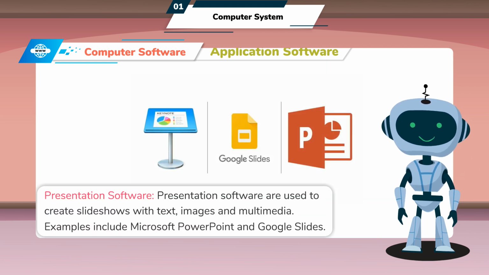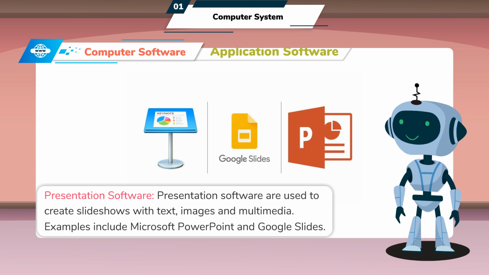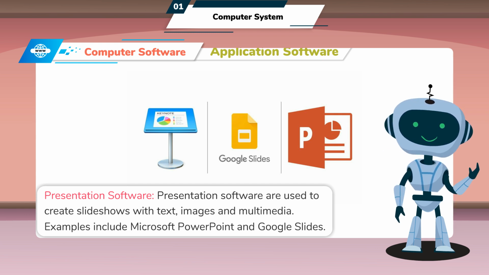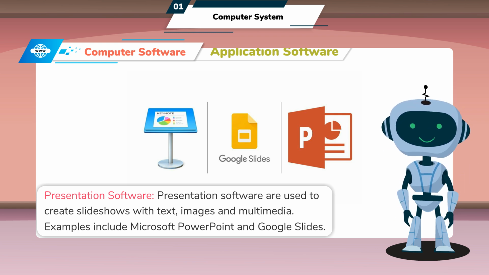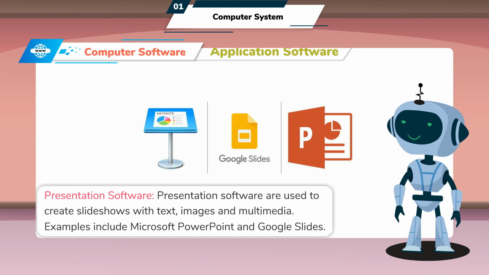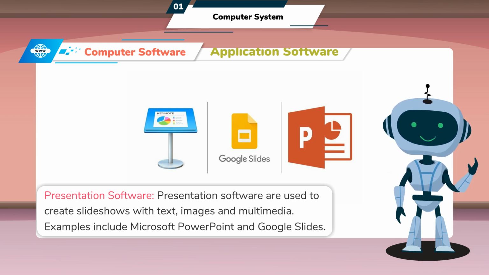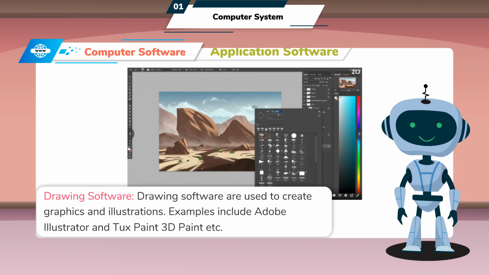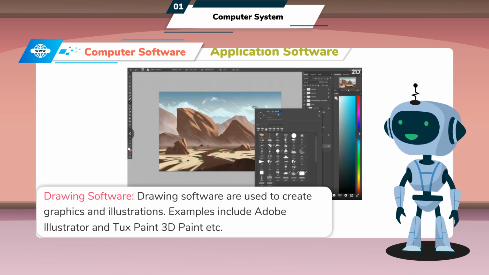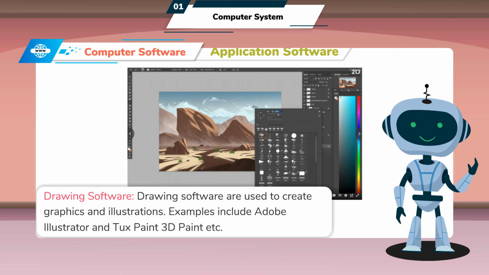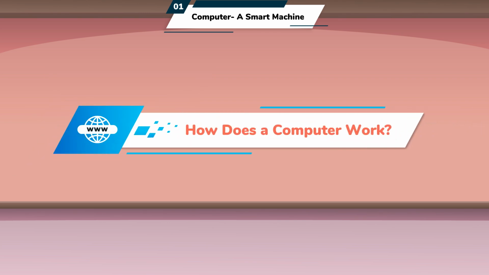Presentation software. Presentation software are used to create slideshows with text, images, and multimedia. Examples include Microsoft PowerPoint and Google Slides. Drawing software. Drawing software are used to create graphics and illustrations. Examples include Adobe Illustrator and Tux Paint, 3D Paint, etc. How does a computer work?